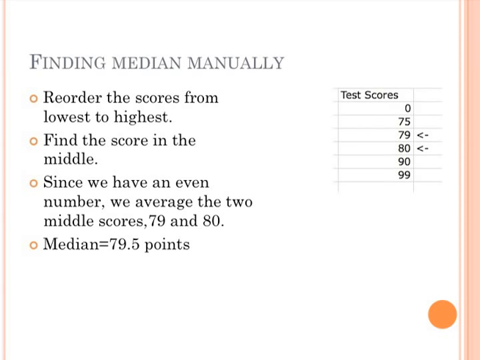One way to alleviate the skewing is to use a different measure for central tendency. This measure is called the median. For a small sample such as this, finding the median manually is easy. We just order the scores from smallest to largest, and then find the score that lies in the middle. Since we have an even number here, we have 2 that lie in the middle, the 79 and the 80, so we average those out to get the median, which in this case is 79.5.